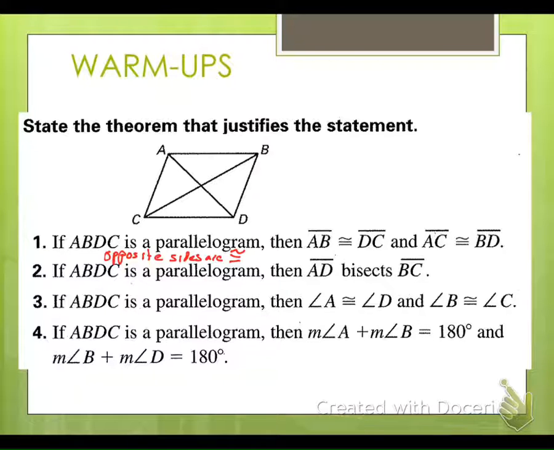If it's a parallelogram, then we see that AD bisects BC. Of yesterday's properties, which one do we have that tells us that? Number 4. And what does number 4 tell you? It's diagonals bisect each other.